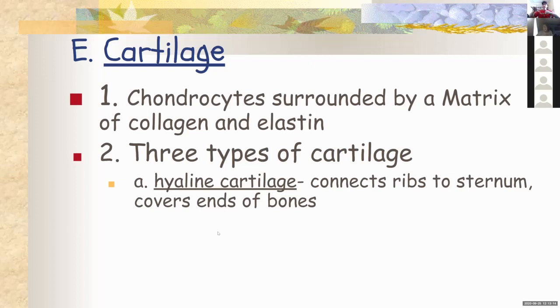And we have hyaline cartilage between all of our bones, not just ribs and sternum, but it covers the ends of all of our bones. And so if you're in a sport or you've had some type of injury to cartilage, like in your knee or your shoulder, you know somebody that's had an injury like that, basically what's happened is the hyaline cartilage has torn, or it's worn itself out.